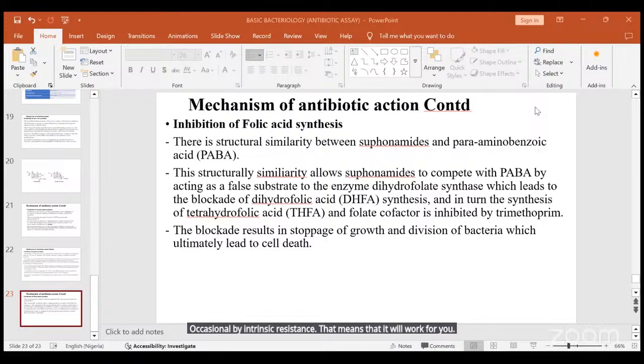Yes, sir. There is something we call the bacterial efflux pump. It is also involved in resistance. As the drug is coming in, the bacterial efflux pump is pumping it out.